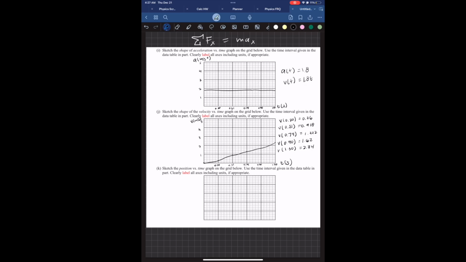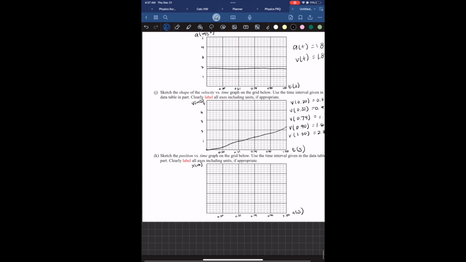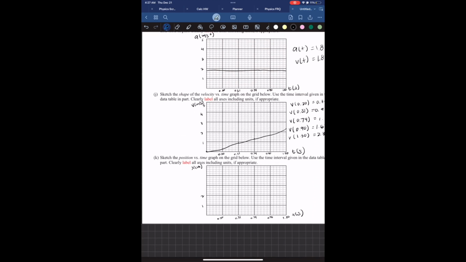And then for the last graph, I did x in meters versus t. So the y-axis is going to be x in units of meters, and the x-axis is going to be t in units of seconds, and I scaled accordingly just like I did the other ones. Then I took the values from the table that was given to us, and I plotted those points as well.